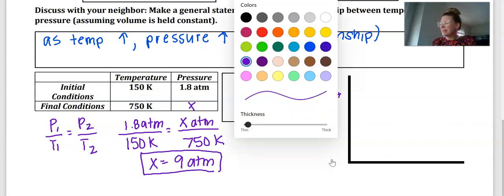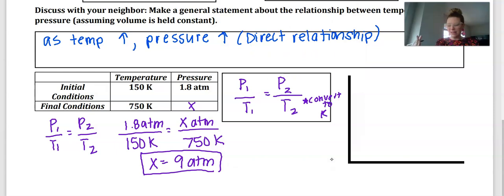So how would we represent this graphically? Again, it's a direct relationship. So P versus T, and we end up with a nice linear relationship. That's Gay-Lussac's law, pressure versus temperature if volume is held constant.